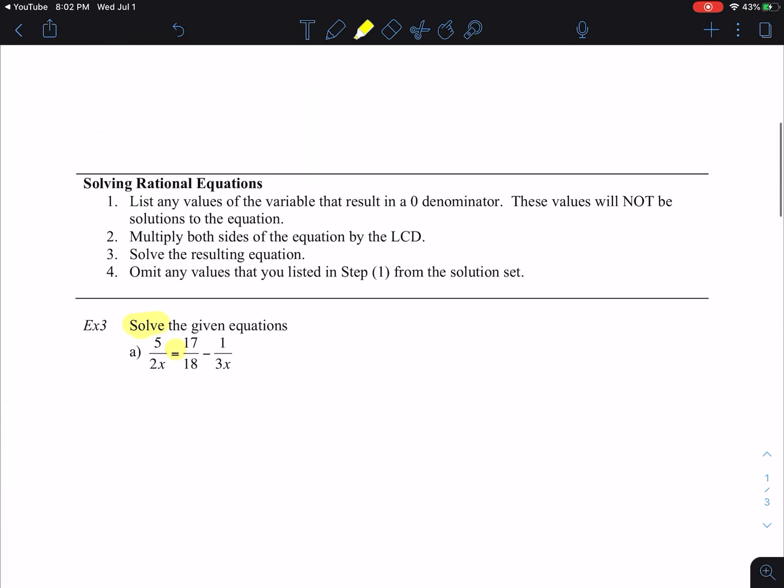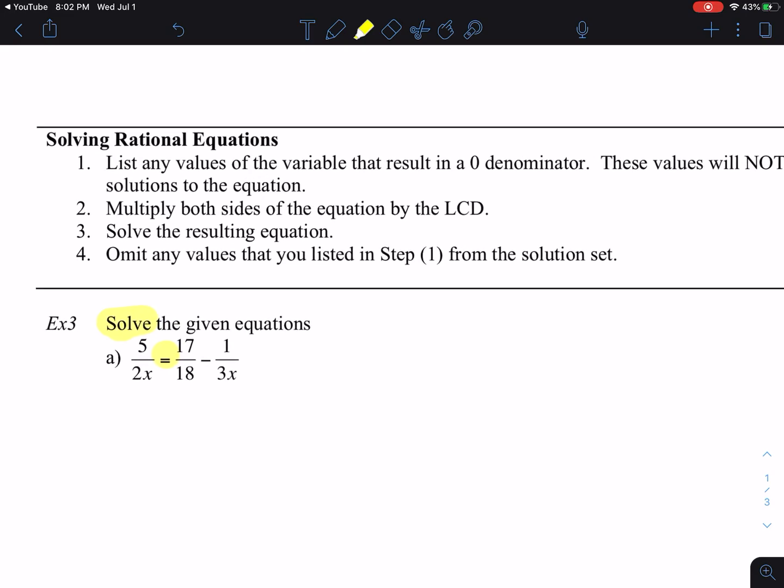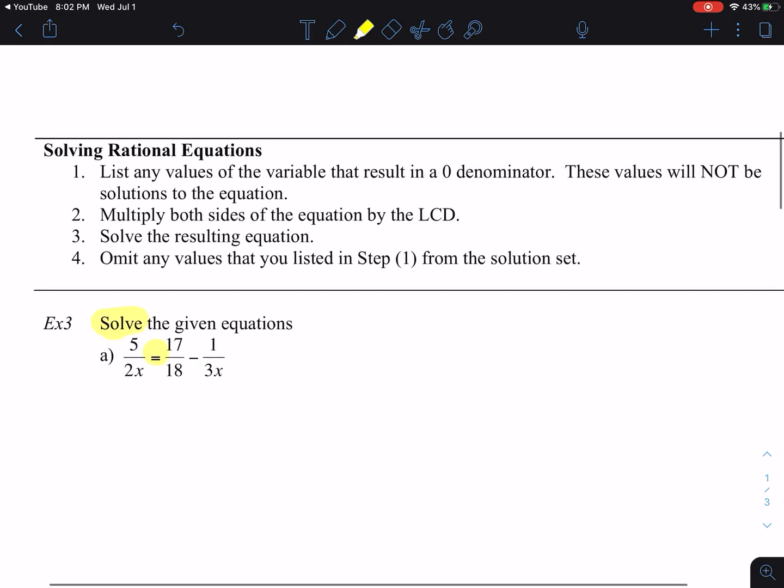Okay. So here are the 4 steps that I have written down for solving any rational equation. First, you list any values that can make the variable result in a 0 denominator, and these will not be solutions to the equation, because if the denominator equals 0, those x values are not going to be part of the solution, because you can't divide by 0, right? You're going to get undefined as one of the terms in the equation.